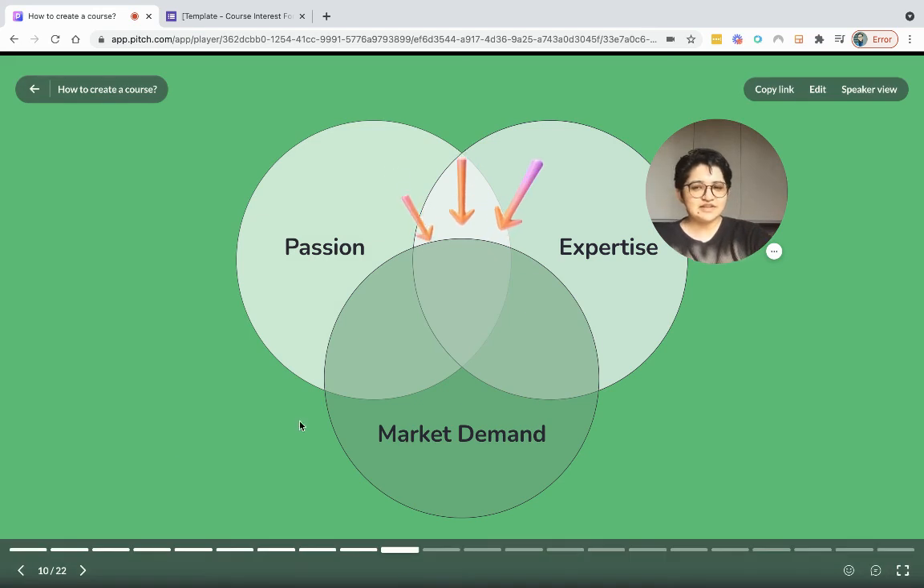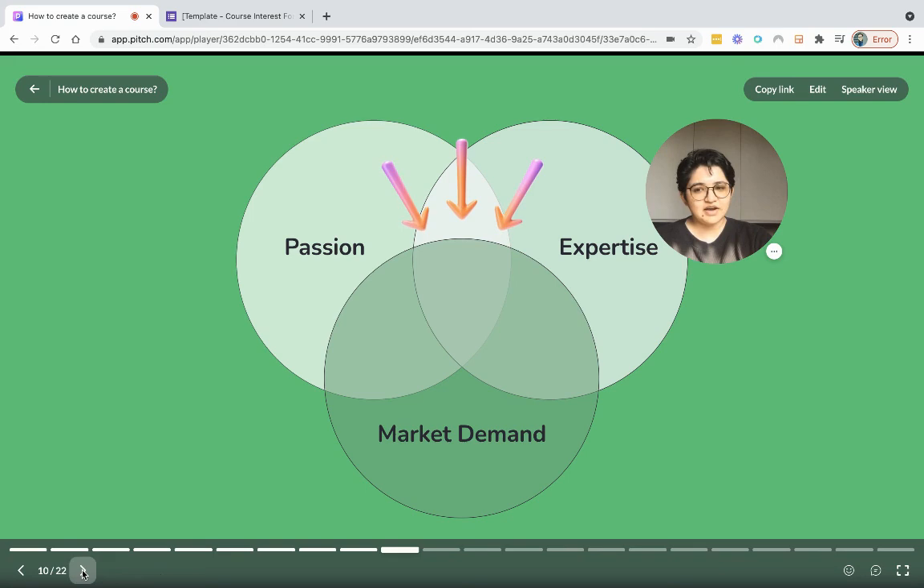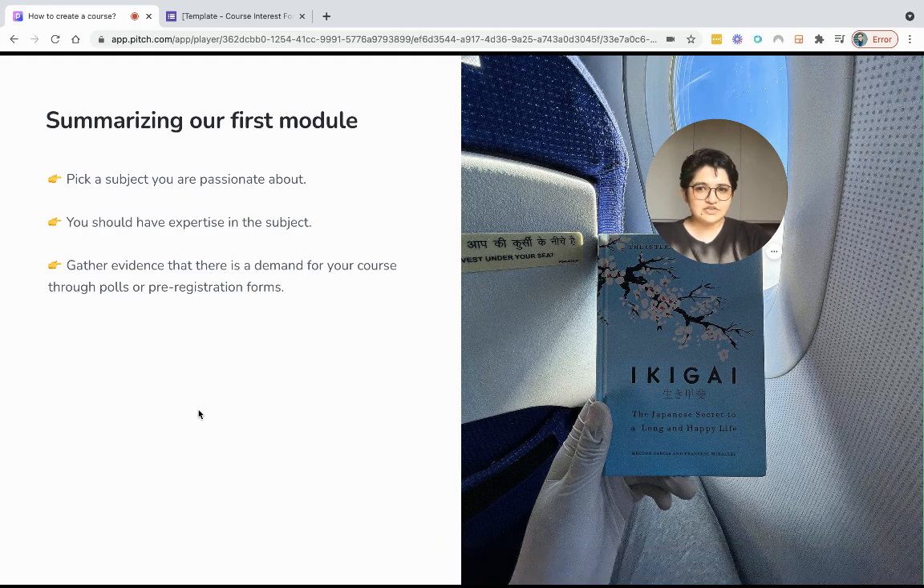So I would just say spend some time thinking about what it is that you want to teach, why you want to teach it, why you are passionate about it, and whether there is a market demand for whatever you want to teach. And yeah, so we have summarized the first module. And again, I would say spend some time thinking about the initial template, infrastructure, and blueprint of your course, because once you have done this step right, everything else is going to be a piece of cake.